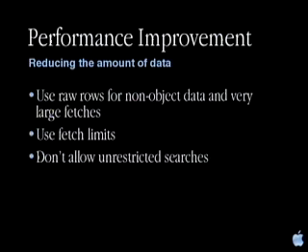Another thing we can do is reduce the amount of data that we get from the database. You can use raw rows for non-object data and very large fetches. Raw rows are, as we'll see, a big speed improvement on just a standard fetch because they fetch the information into EOF just as always. The information is fetched from the database, columns and rows, put into a dictionary, but instead of taking the next step and creating your enterprise objects with the business logic built into them, you just get this raw data, just straight attributes. There's occasions where it's very convenient to have that. Use fetch limits or don't allow unrestricted searches.